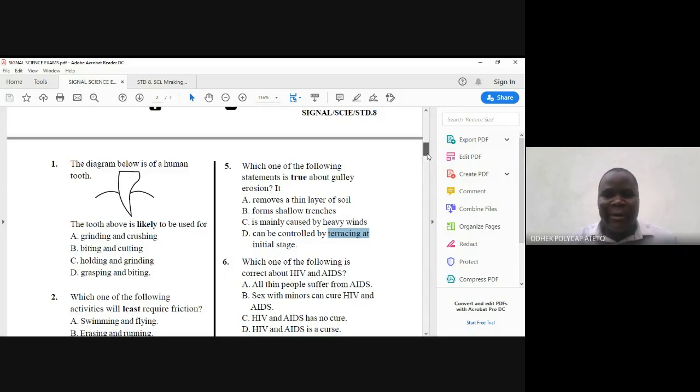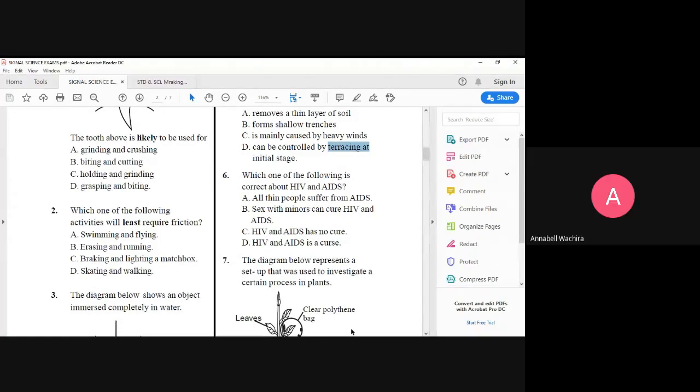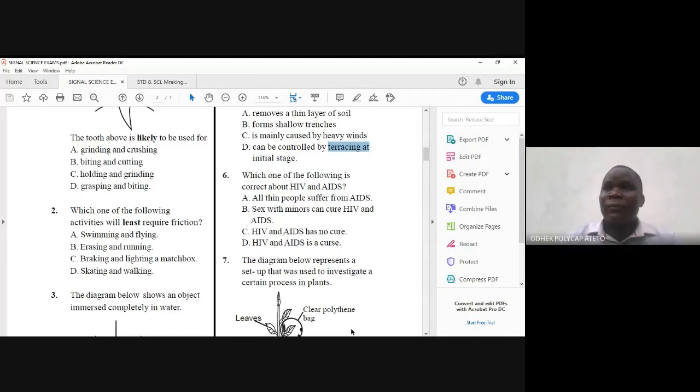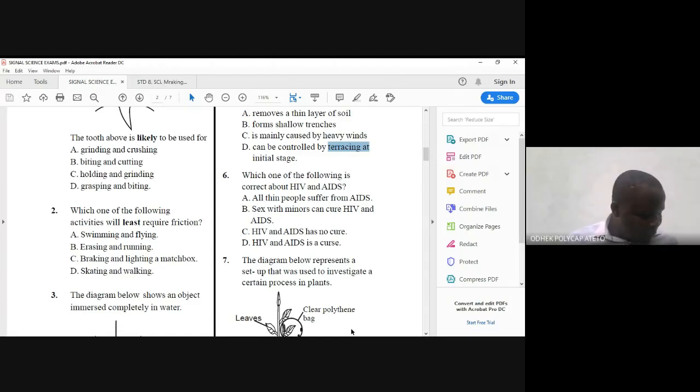Thank you very much. Annabelle, choice number 6. Which one of the following is correct about HIV and AIDS? So automatically that question is coming from which class? Because HIV and AIDS is in all classes. Yes. So that one is coming from which class?